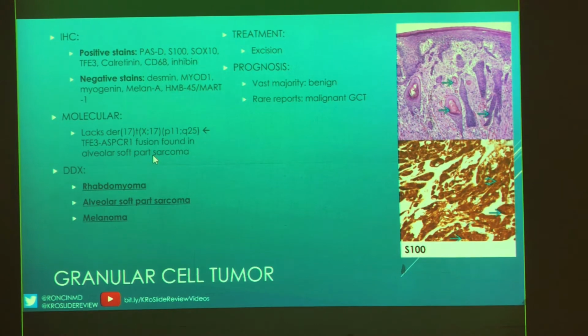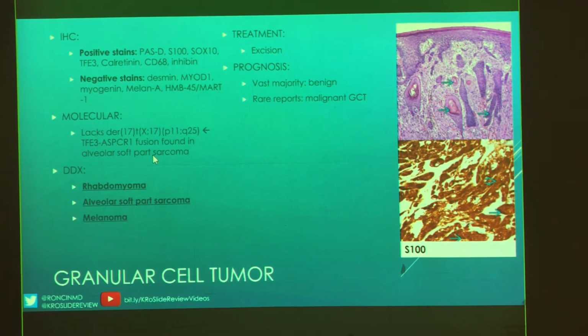Besides the alveolar soft part sarcoma and melanoma, you might also want to think about rhabdomyoma, but again, all those muscle markers are going to be negative. They're just going to cut this out, and again, because a lot of them are incidental, they usually are excised fully at the time that they're taken out.